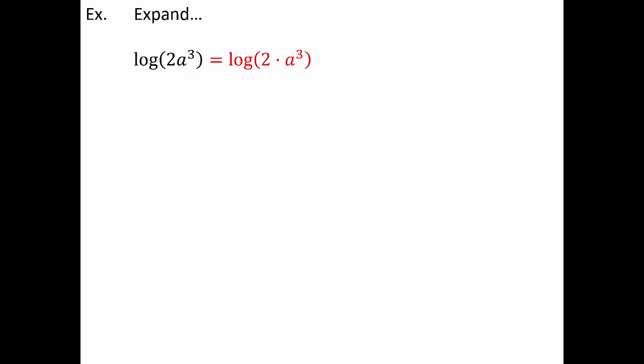When I see a number times a variable to a power, that power does not attach to the number, it only attaches to the variable. The exponent comes before multiplication, so it's not 2 times a and then cubed, it's 2 times a cubed, which means we have a multiplication. And anytime I have multiplication inside a logarithm, I can break that into two separate logarithms. Multiplication becomes addition of the logarithms of each factor of that multiplication problem. So log of 2 plus log of a cubed.